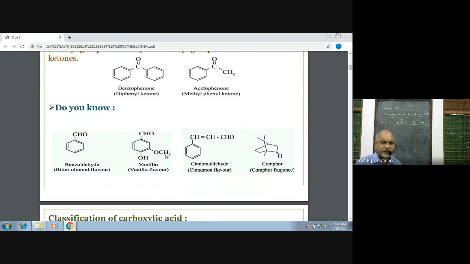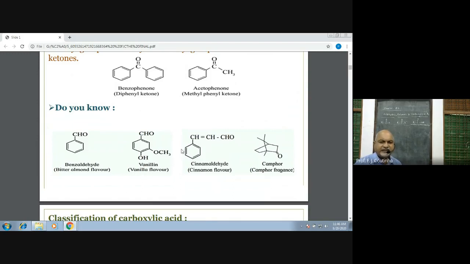Here there is an aceto group. It is also a part of acid and also has a hydroxyl group. So it has an aldehydic group, a ketonic group and also a hydroxyl group. So there are three functional groups if you look. The name of this compound is vanillin, which has a vanilla flavor. You know what vanilla is: vanilla ice cream, so many flavors are there.